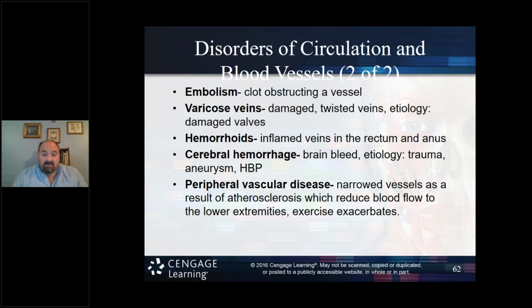So this plaquing taking place within the vessels can lead to reduced blood flow to the extremities, and exercise can exacerbate this. And so patients exercise and they're going, oh my gosh, I'm really having an issue here with my lower extremities and my ability to exercise. And this can be as a result of the plaquing present within those vessels.